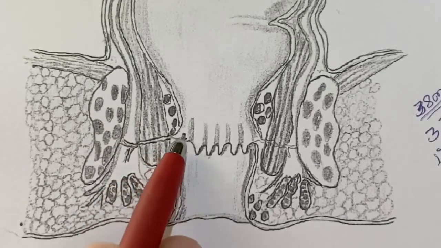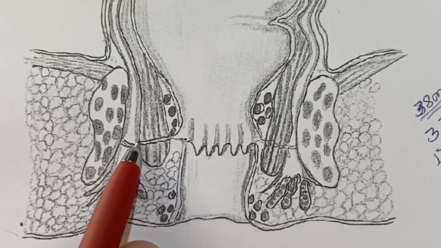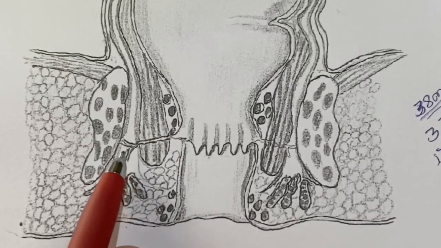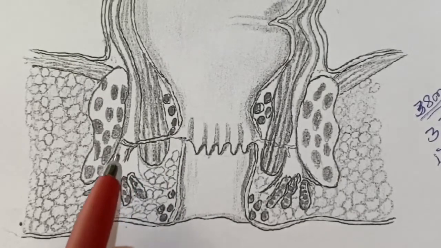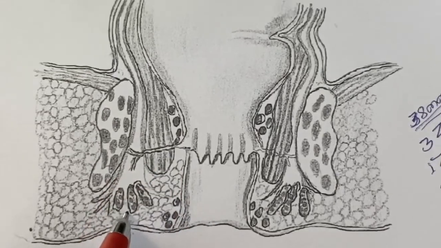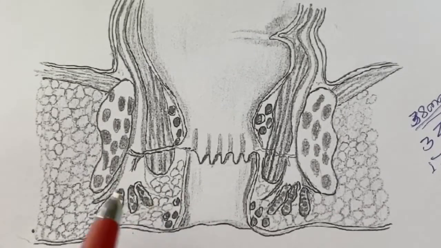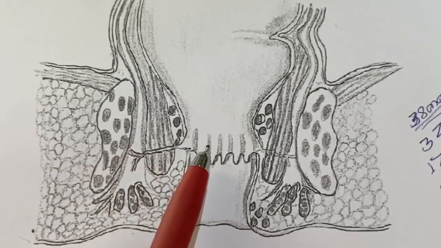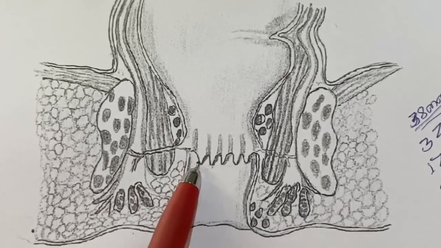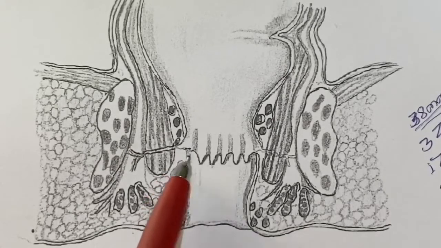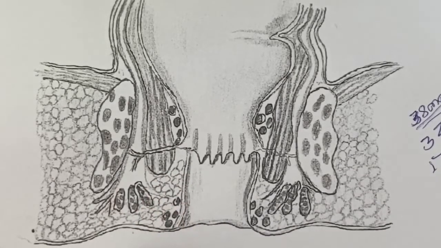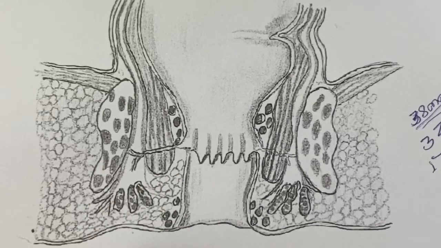Occlusion of this sinus or crypt by stool leads to infection in the gland, which may form an abscess, or sometimes a fistula also. So this is about the anal columns, anal crypts, pectinate line, dentate line, and the importance of the pectinate line. What is the importance?